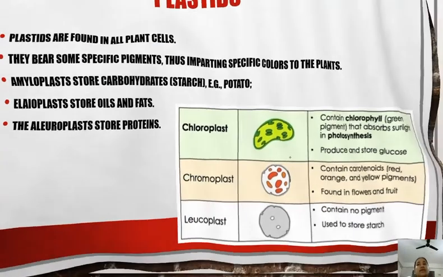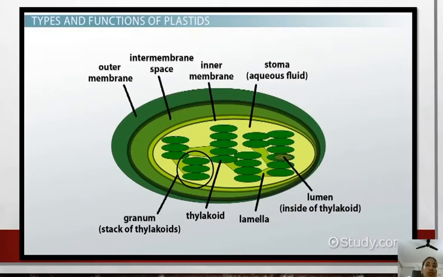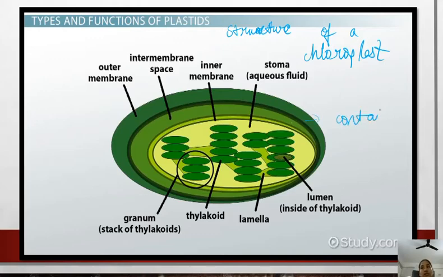I will show you a better diagram of this chloroplast. So this is the structure of a chloroplast. One chloroplast I'm just drawing. They are basically green in color because they contain the chlorophyll.